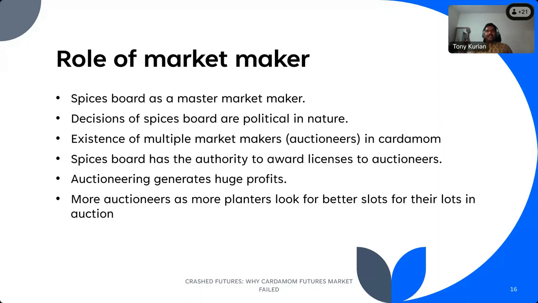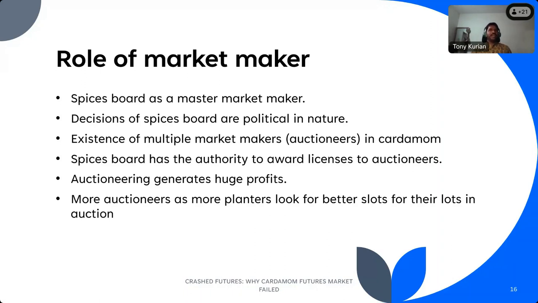Added to this, and this is something that I've not put on the slide, are also the associated costs of testing in the labs, which are in Cochin. These are things which we have read in the media, so I'm not going to spend a lot of time there. But essentially, the broad political economy lesson is that while the political control of the spot market was vested with the local cardamom traders, the political control of the futures market was in the hands of what we call the national capitalists, right?